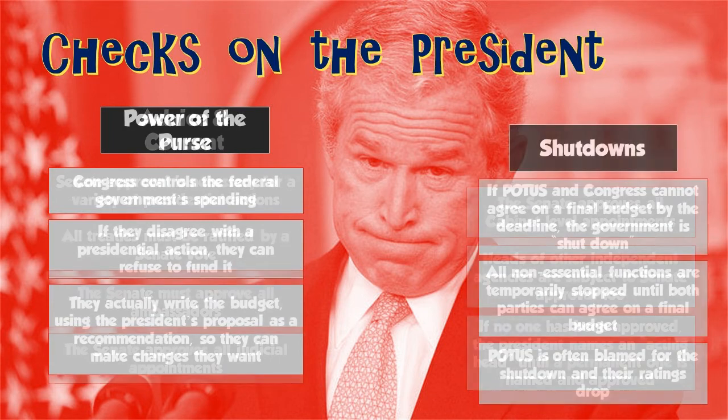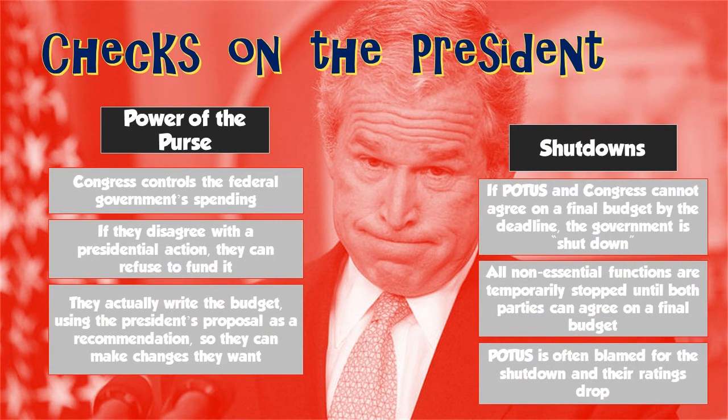Another check that the Congress has over the president is the power of the purse, the power to control spending. We know that Congress controls the federal government's spending. Congress gets to make the budget, and Congress controls appropriation, or the actual distribution of money. So if they disagree with a presidential action, they can refuse to fund it. This happened repeatedly in Trump's term in office, as Trump continuously tried to build a wall on the border between the United States and Mexico, and Congress would repeatedly refuse to give that project any funding. So the president wants to do it, but there's no actual money for that program to go ahead. This is one way that the Congress can limit what the president wants to do.